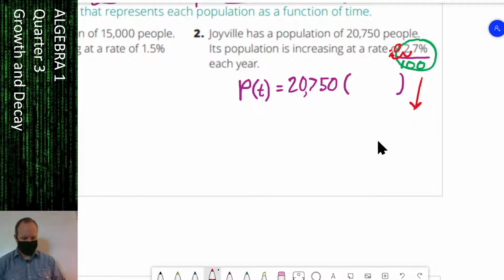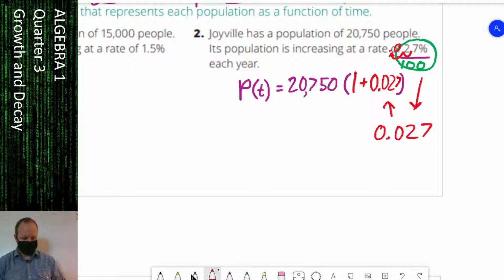So this number, when divided by 100, turns into 0.027. Now, if we were to just multiply this by the population, it's going to go way down, right? We want it to increase. And so we're going to take that number and add it to 1. So put 1 plus the percent divided by 100. So 1 plus 0.027. It's a 7 on the very end there.